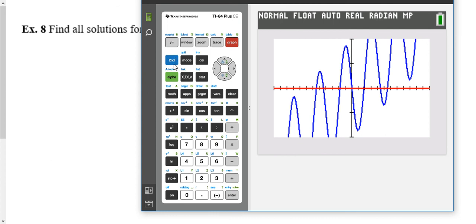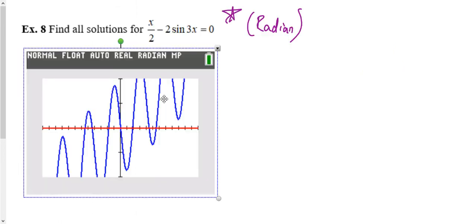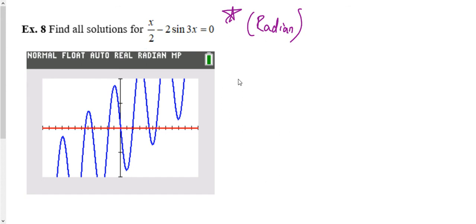And again, what do we do? Go second trace, option 5, and find every single one of these little x-intercepts here. So I'm going to list off all my x values to about 2 decimals each. So x equals, the very far left is negative 2.87 radians. And then you have negative 2.30 radians. So that's these two right there.